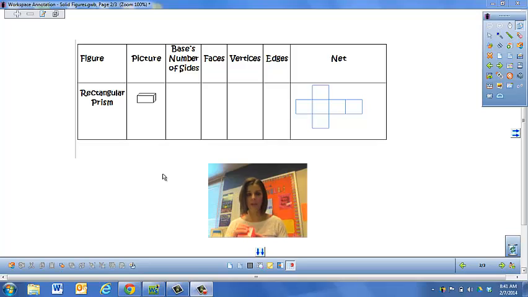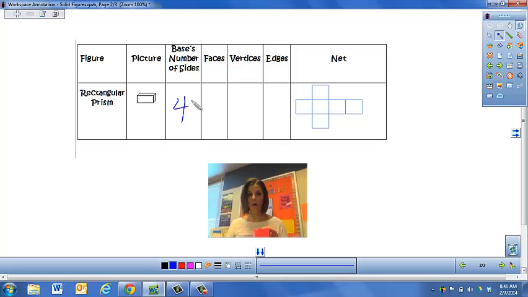Now we're going to actually look at a rectangular prism. So this here is a rectangular prism. The way I know that is by its base. As you can see, the base of this shape is a rectangle. So that's what classifies it. When we look at that, we want to say, okay, the base's number of sides. Well, this base has 1, 2, 3, 4 sides. So we would say the base's number of sides is 4.